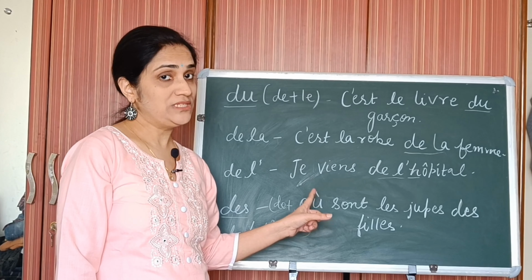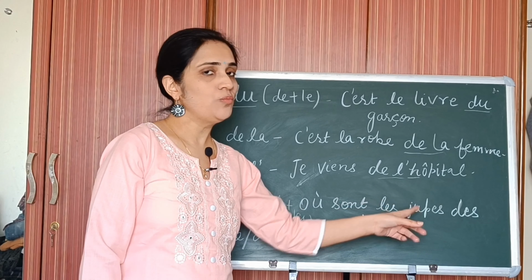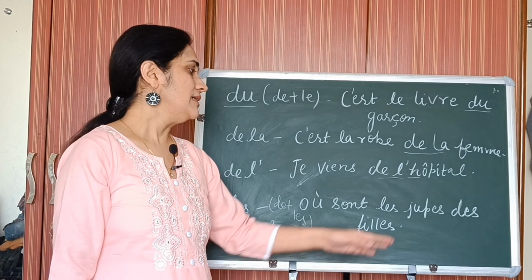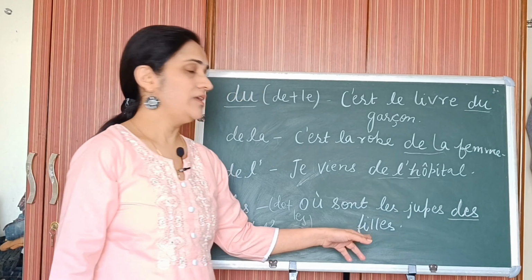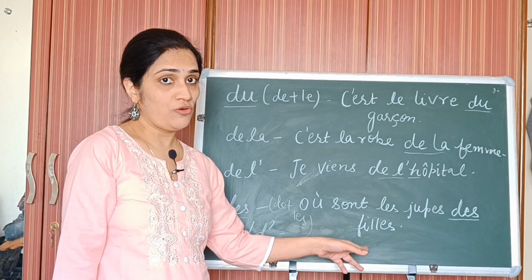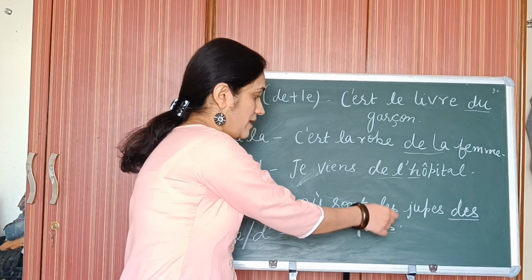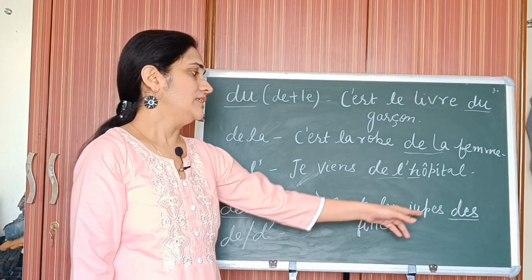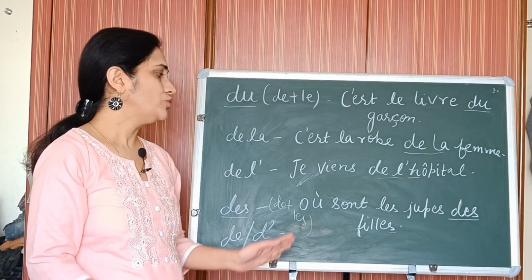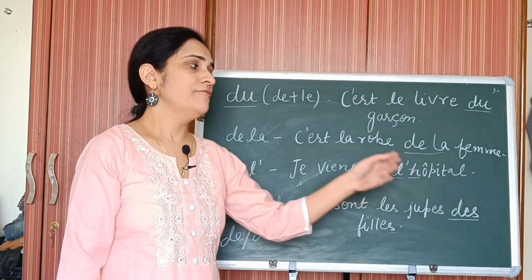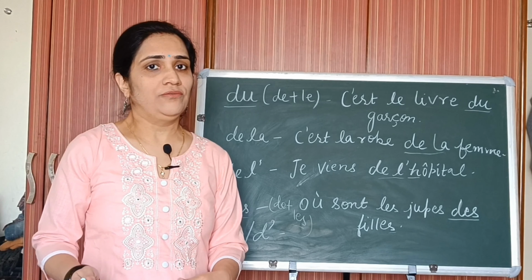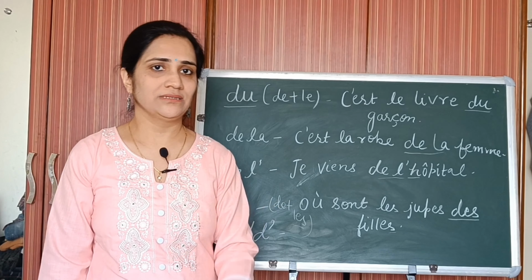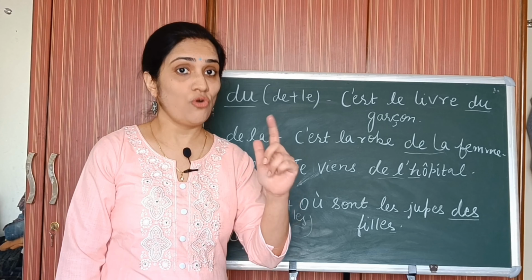Où means where, sont les jupes, jupe refers to skirts, des filles, of the girls. Here we have used the plural form of fille. S is in the plural, that's why we have used des. Où sont les jupes des filles? So des we have to use with plural nouns, either masculine or feminine, referring to of the, from the.